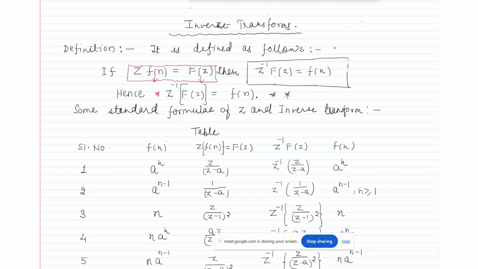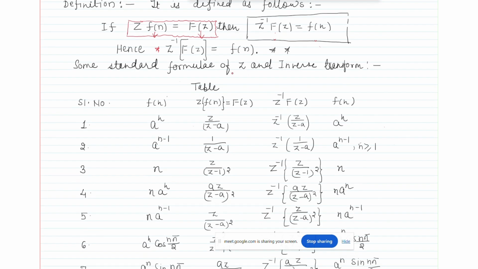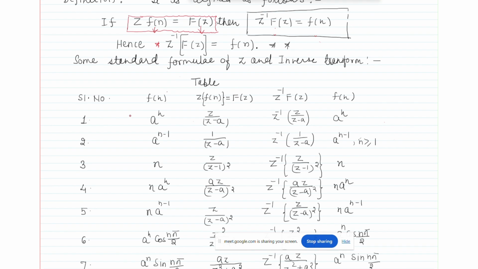If you use the function of n and get the function of z, then in the inverse Z transform we use the function of z and get the same function f of n. We can see this with a table of important formulae, which are standard results you have to learn for solving problems based on the inverse Z transform. So let's see first what these important and standard formulae are.